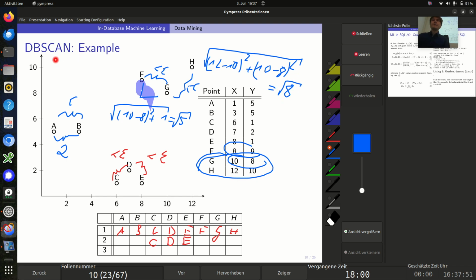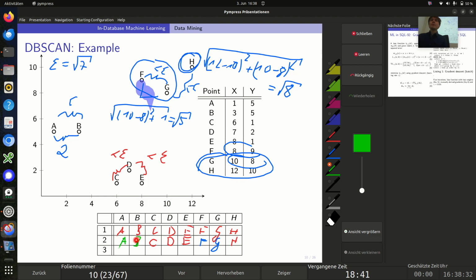So for example, if we would say, okay, epsilon should be, let's say, something smaller than the square root of 8. Then we would say, okay, H is not part of this cluster, it still forms its own cluster, but those two are merged. So then we can say, okay, F and G are in the same cluster, H isn't. And here A and B, of course, would be in the same.